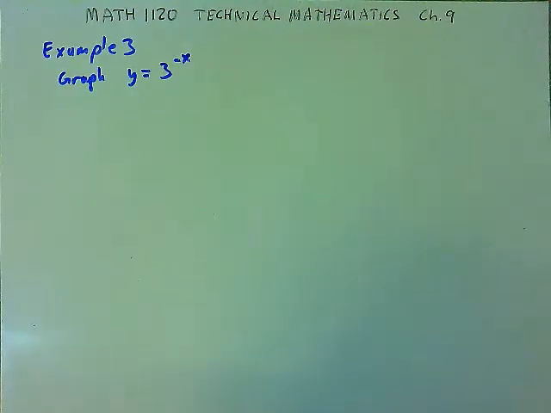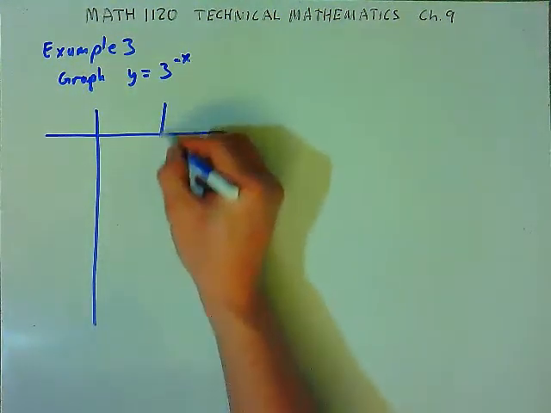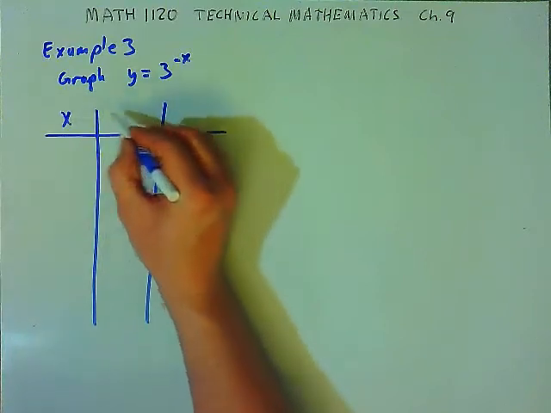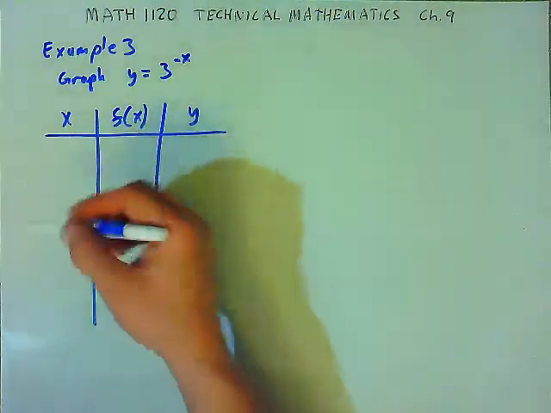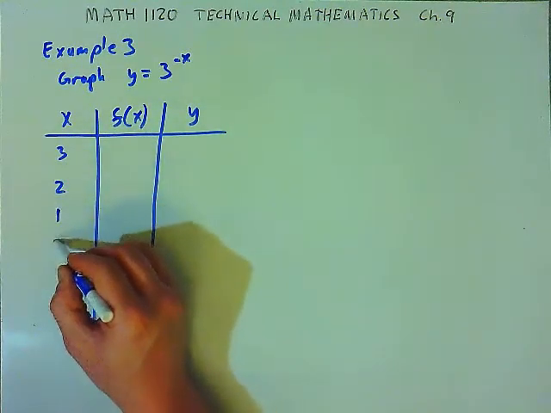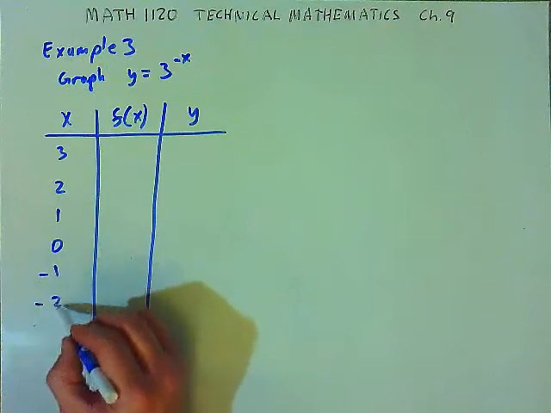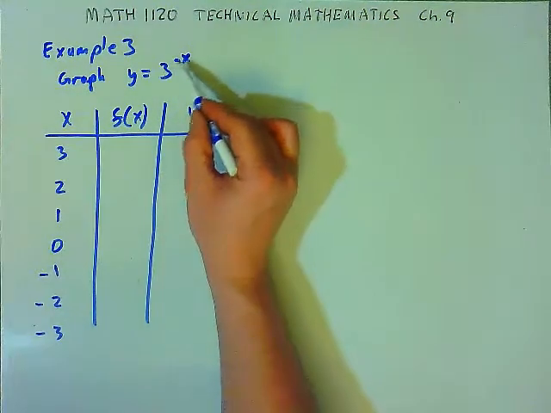Example 3 says graph y equals 3 to the negative x. And again, they want us to do this by plotting points. So we'll do the same thing. We have x, we have a function of x, and we have y. And so we'll let x be equal to 3, 2, 1, 0, -1, -2, and -3. And the function will be 3 to the negative x.